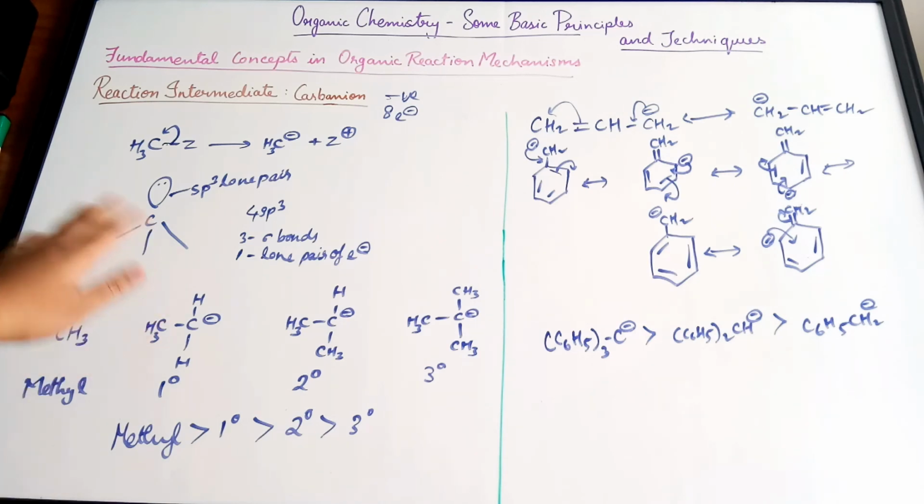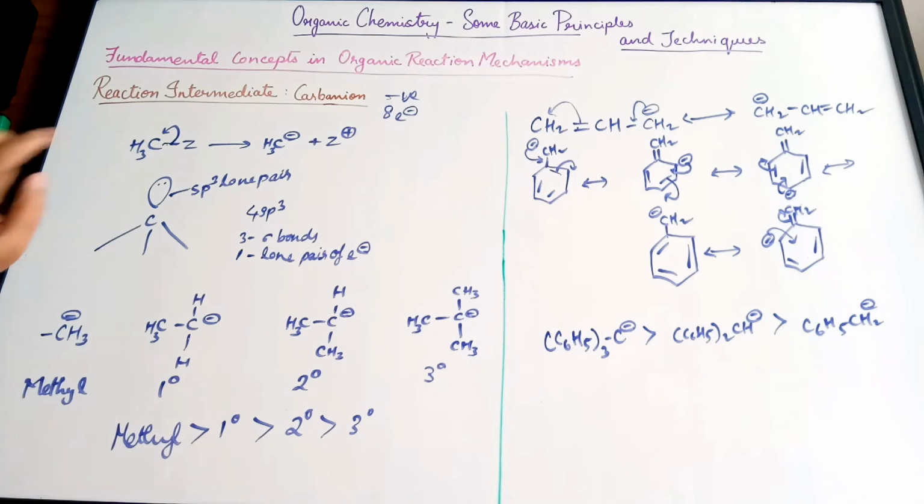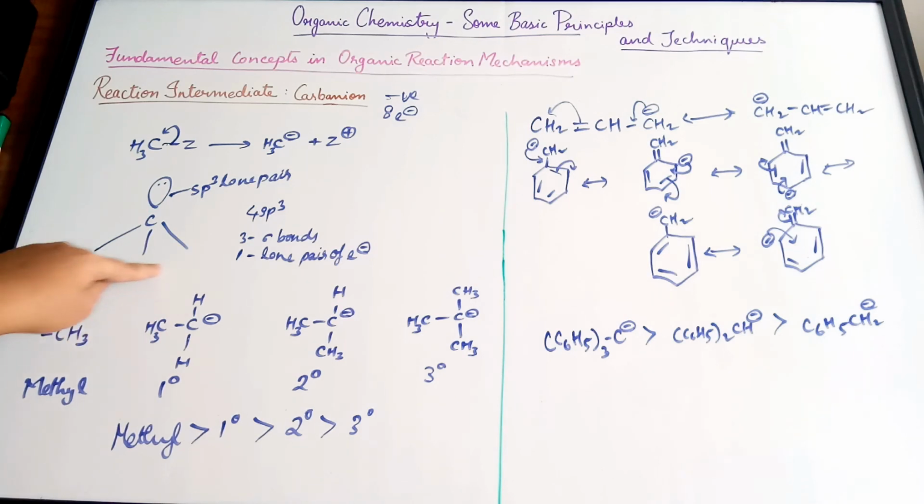The shape of the carbanion is tetrahedral. It has an sp3 orbital with a lone pair of electrons. So there are 4 sp3 orbitals. 3 of them are going to be used for sigma bonds with other atoms or carbons, and one of the orbitals is going to have a lone pair of electrons. So carbanions have a negative charge. They have 8 electrons in the carbon atom and they are highly reactive in nature.